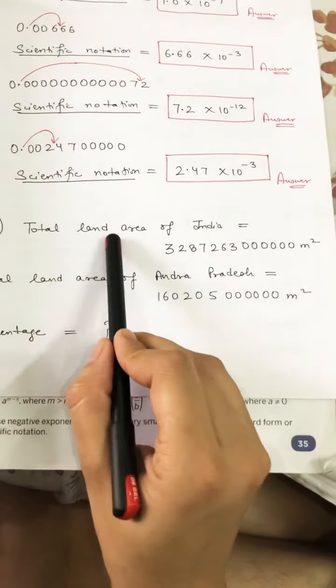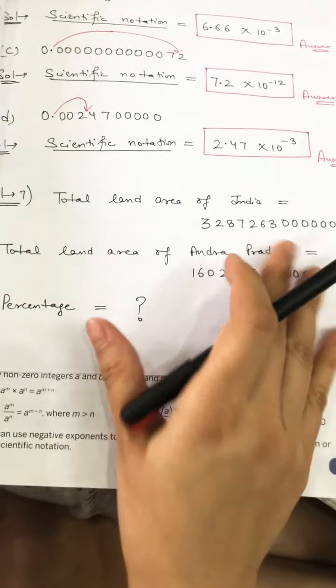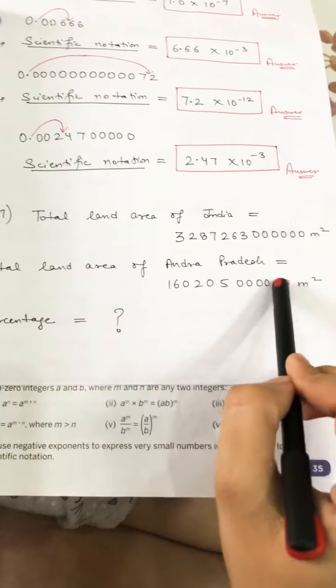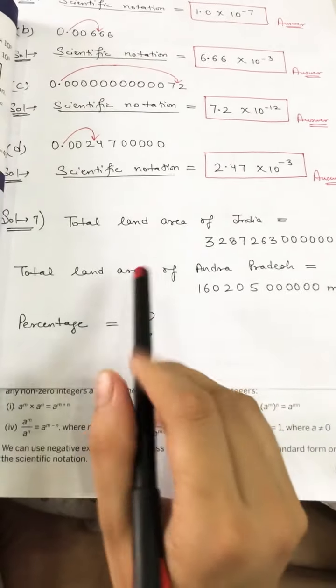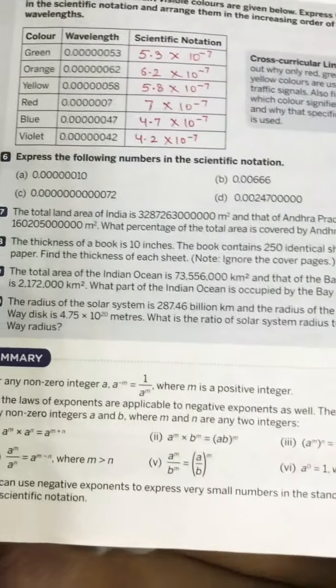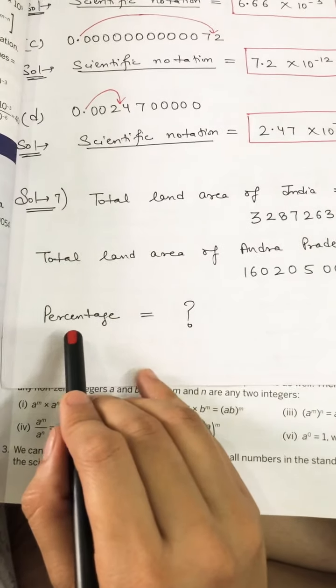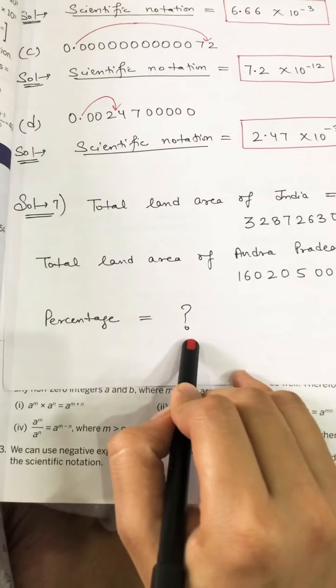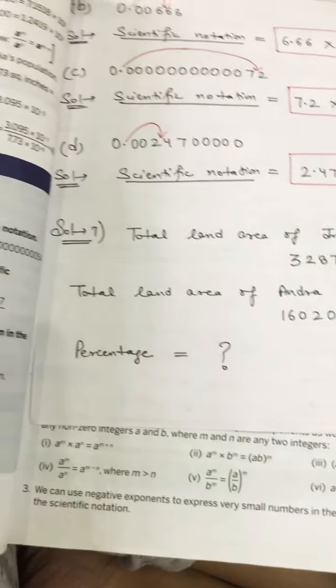So the total land area of India is given in the statement in square meters. The total land area of Andhra Pradesh is also given in the statement in square meters. So you have to find out what percentage. Write here percentage equals question mark, because you have to find out the percentage.